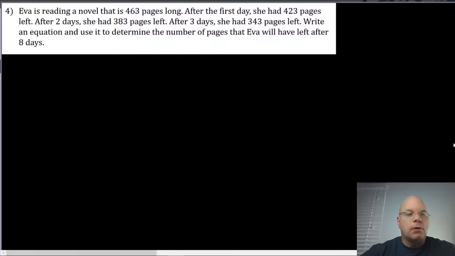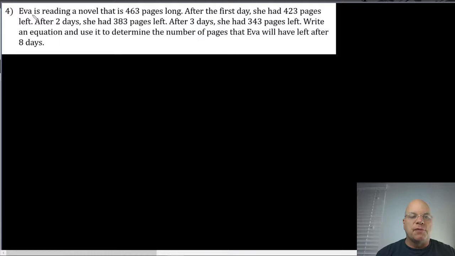On this homework, we're doing some problem solving with arithmetic sequences, which is no more difficult than what we've been doing the last couple days. You just have to set up the sequence and just see how it's changing using the word problem.